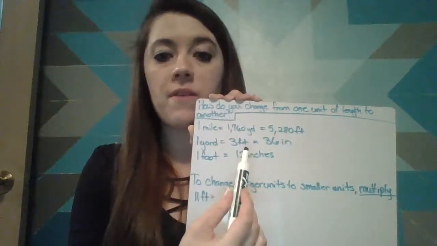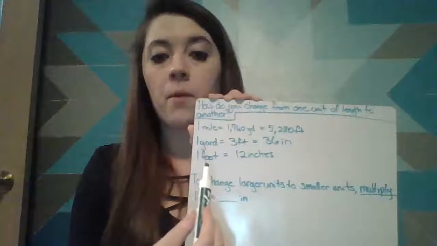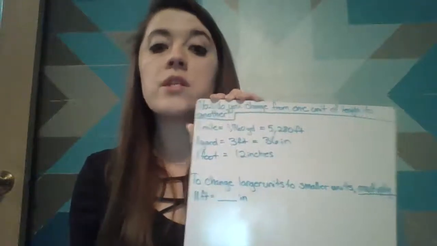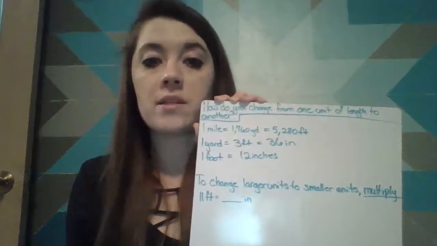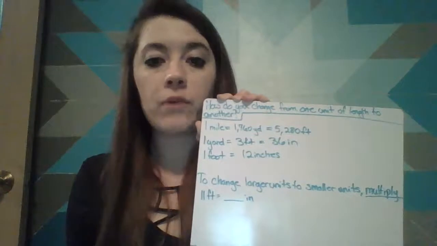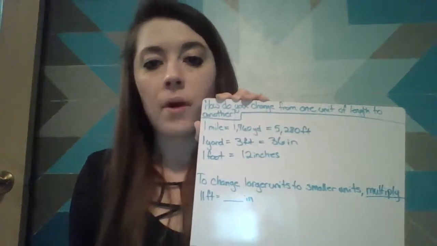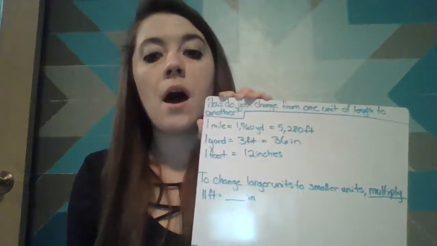1 yard equals 3 feet. 1 yard also equals 36 inches. 1 foot equals 12 inches. So these are the different conversions that you're going to need. You're going to need to know these. These are basic things to make sure you know. Hopefully 1 foot, 12 inches, 1 yard, 3 feet. Those are pretty basic ones, so hopefully you remember those.